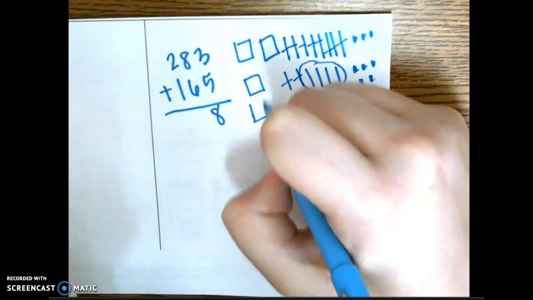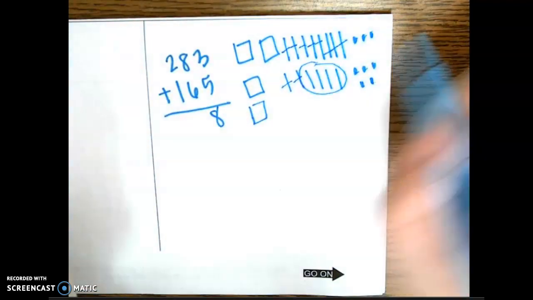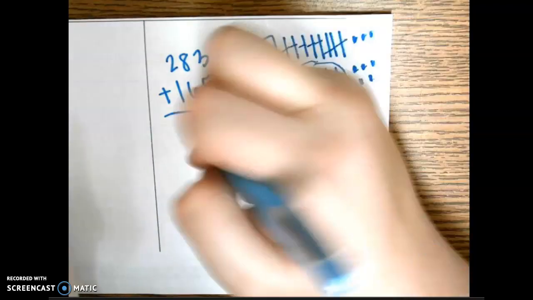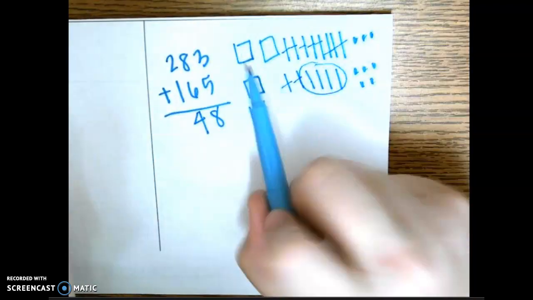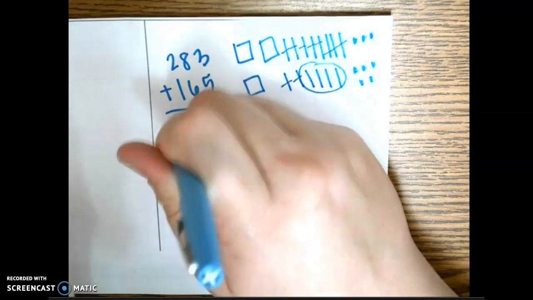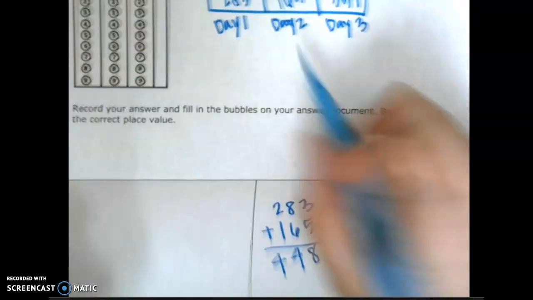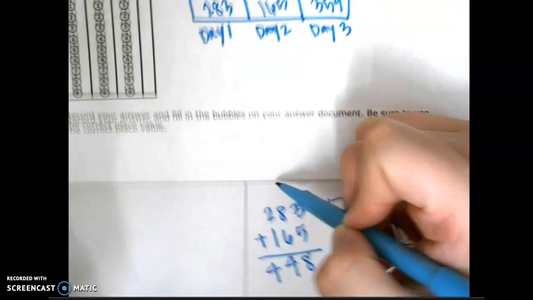100. How many tens do I have left? 10, 20, 30, 40. So I have 4 tens. And I have 1, 2, 3, 4 hundreds. So that's just the amount for day 1 and day 2. Now I need to add in day 3.